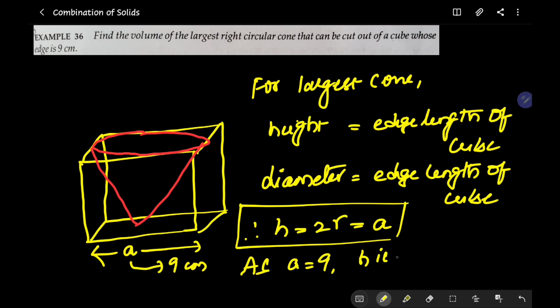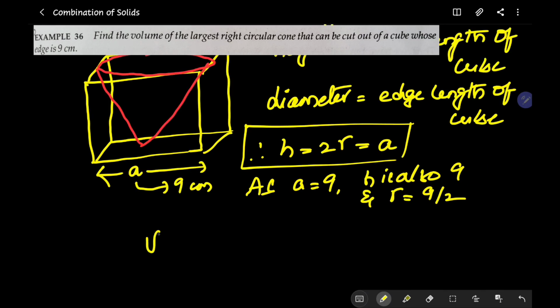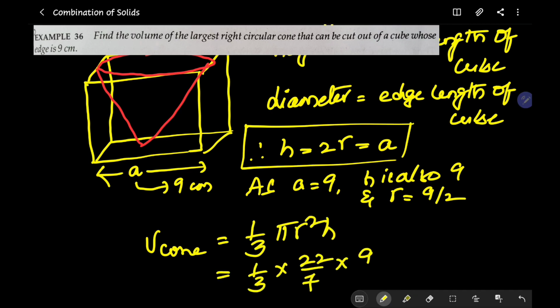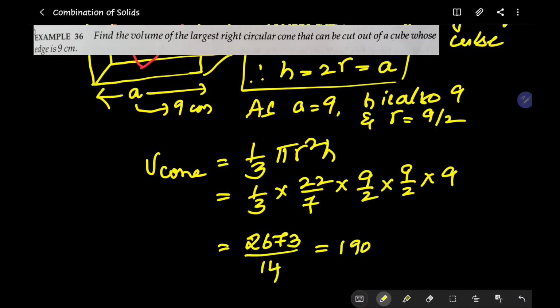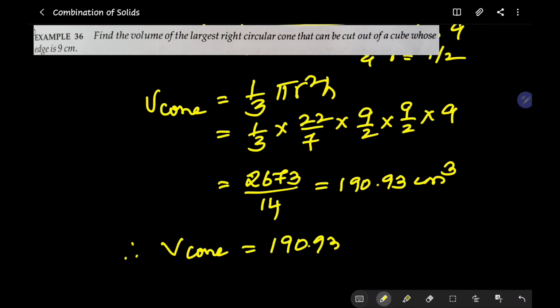According to this logic, the height and radius of the cone in this problem are 9 cm and 9 by 2 cm respectively. We are asked to find out the volume of this cone, so apply the formula 1 by 3 pi r square h and then use r and h values. Then after some simplification we get 190.93 centimeter cube as the volume of the cone.